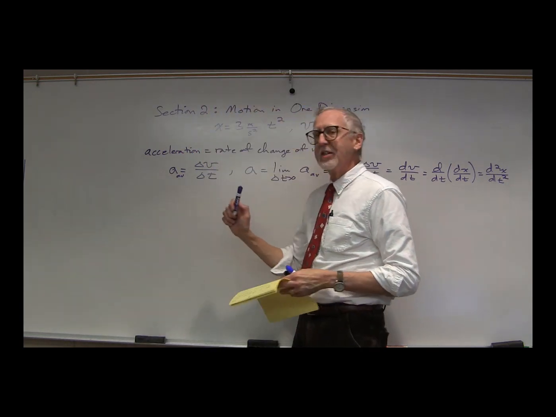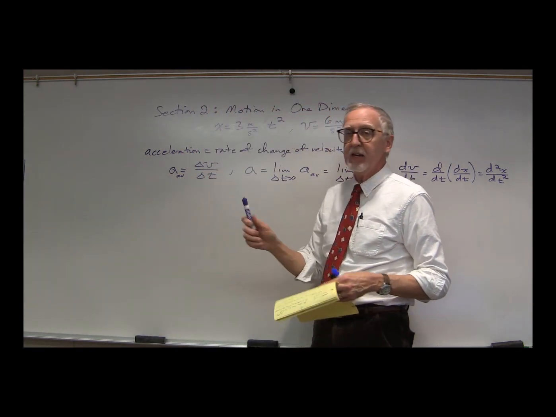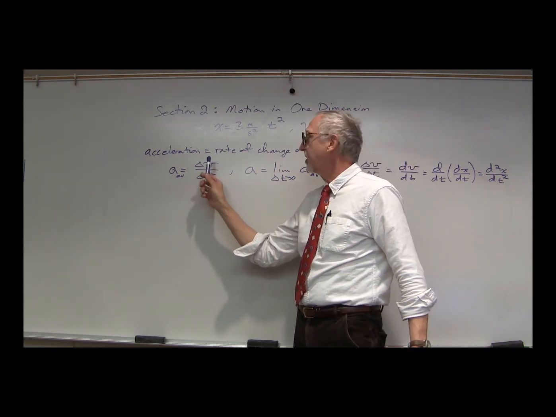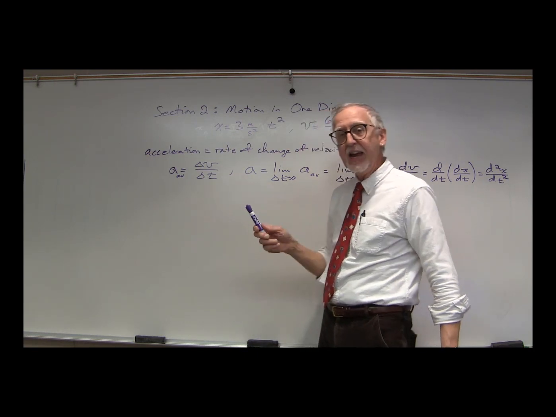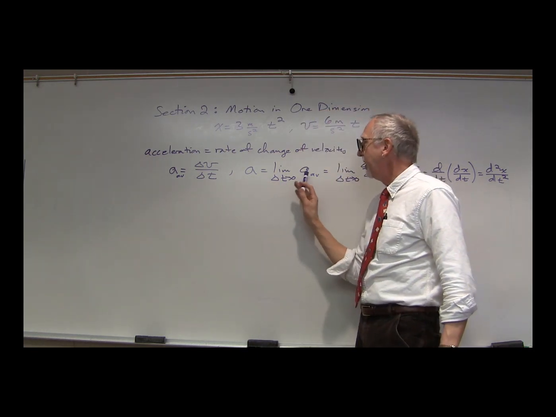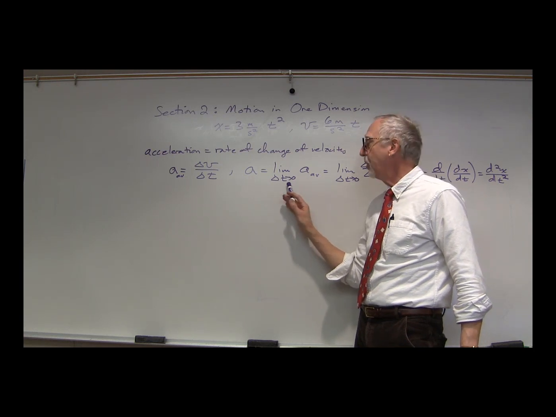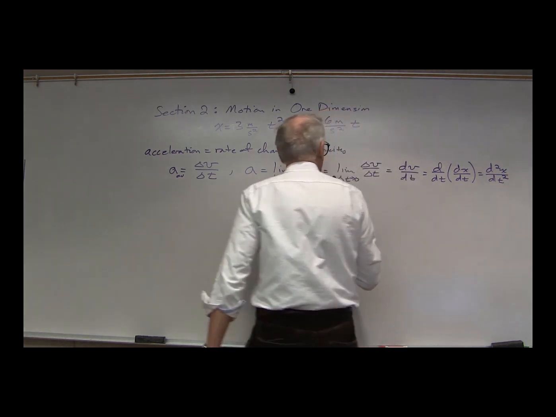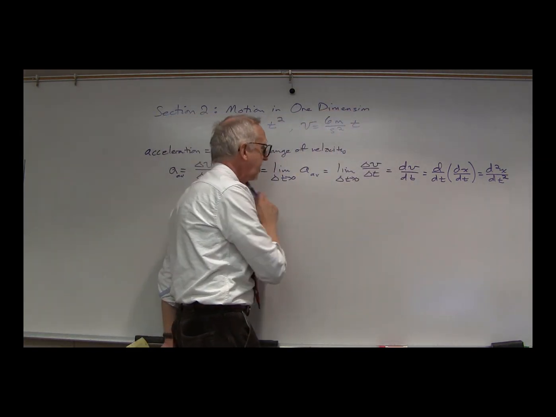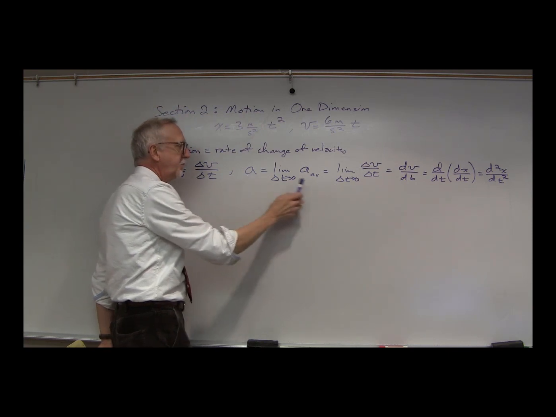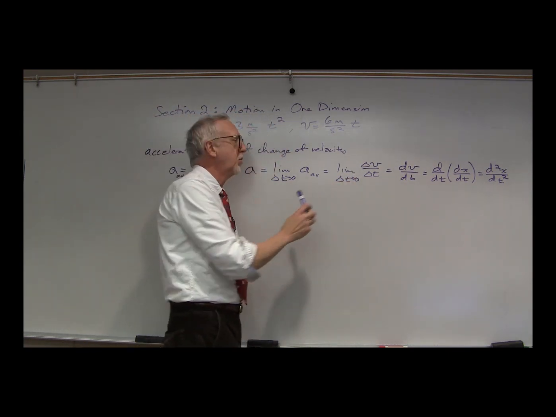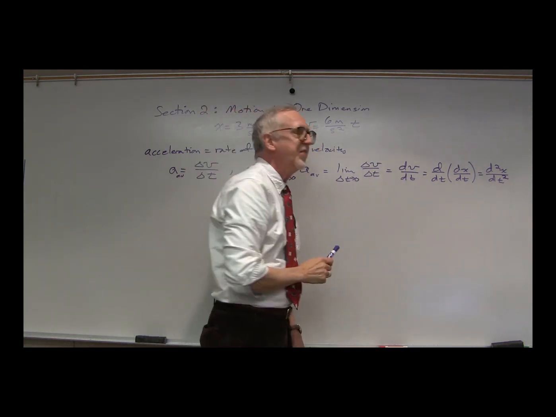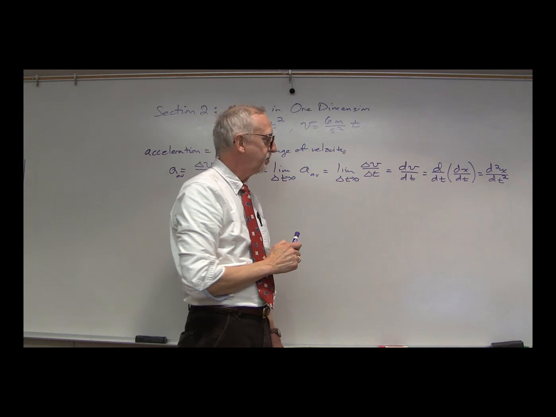We'll define the average acceleration as delta v over delta t. Remember, the average velocity was delta x over delta t. Average acceleration is delta v over delta t. And the instantaneous acceleration will then be the limit of the average acceleration as we look at a smaller and smaller time interval. In other words, as delta t goes to 0. In other words, the instantaneous acceleration is equal to the limit as delta t goes to 0 of delta v over delta t, which, as we've seen, is just the derivative of the velocity with respect to time, dv/dt.